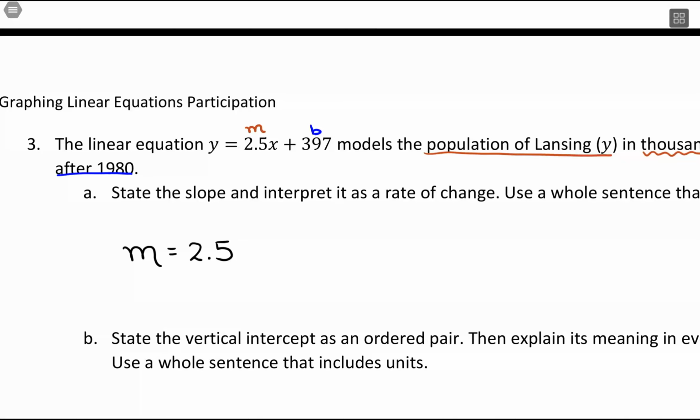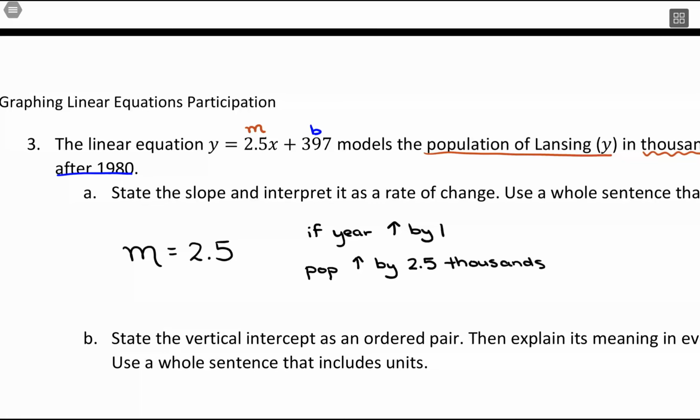So if I wrote down this idea of x increasing by 1, well, x is represented by years, so this is going to be the idea of if the year increased by 1. Then the slope describes what changes in y, which is our population. So population is going to, and since 2.5 is positive, it's going to increase by that amount of slope, which is 2.5. And then we just need to be aware that population's units are in thousands.